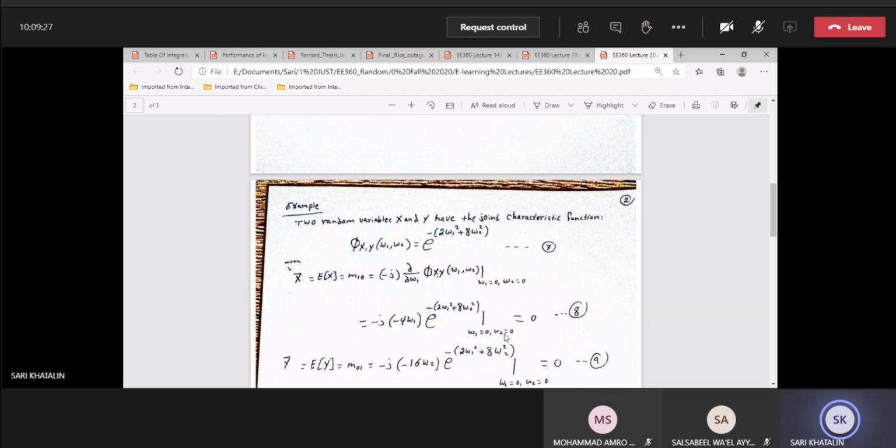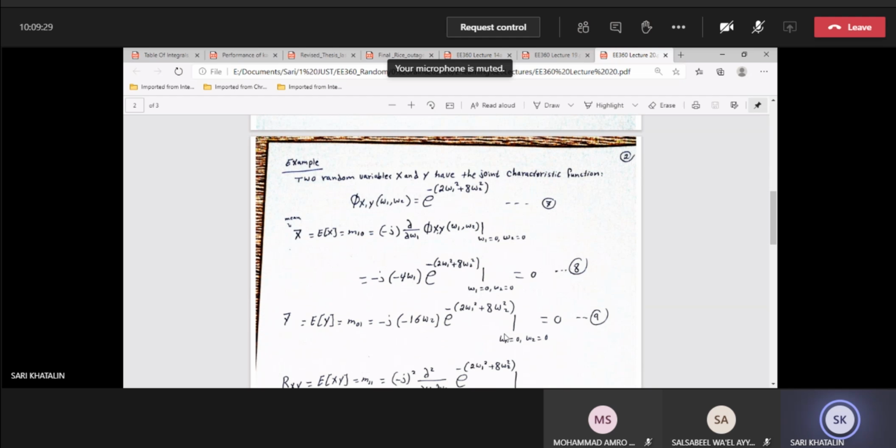Okay, let's take just a simple example here, just to clarify what we just said. For example, if we are given this joint characteristic function, it's already given to us. We don't have to derive it. And obviously, in some cases, you may have to derive it. But in this case, it's already given to us, and we need to find the mean of X. So this is the joint characteristic function for X and Y. So we need to find the mean of X and the mean of Y. Okay. So how are we going to do that?